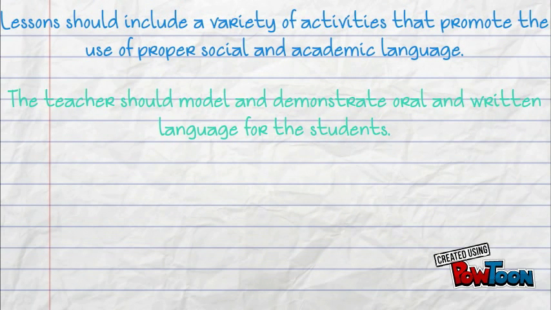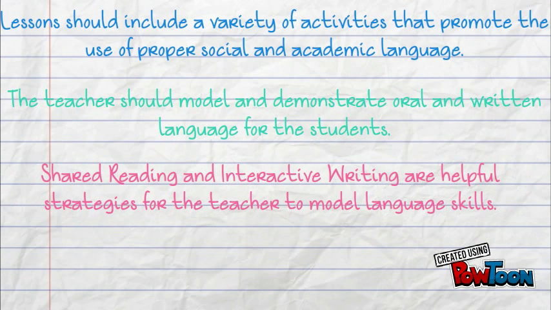Creating an environment for practicing social and academic language. Lessons should include a variety of activities that promote the use of proper social and academic language. The teacher should model and demonstrate oral and written language for students. Shared reading and interactive writing are helpful strategies for teachers to model language skills.